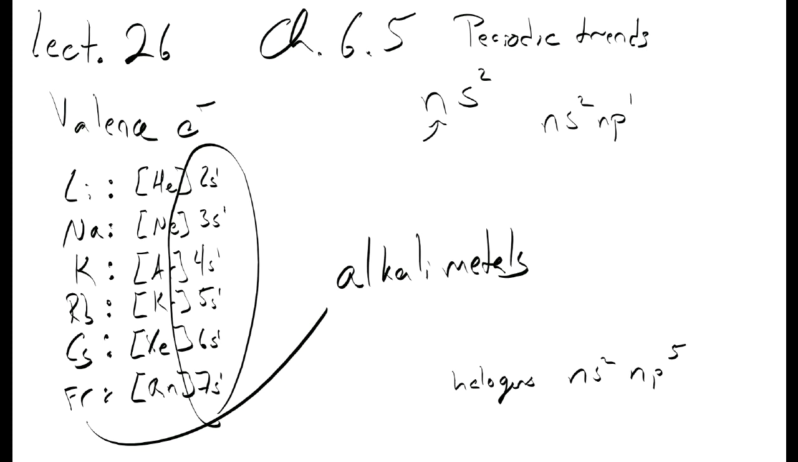Yes, some of them have d electrons, some of them have f electrons. That doesn't really matter. What matters is the valence. And for the halogens, these are the valence, because their d and f subshells are all completely full, so they don't participate. Okay? The point is, every column on the periodic table has the same valence electrons.